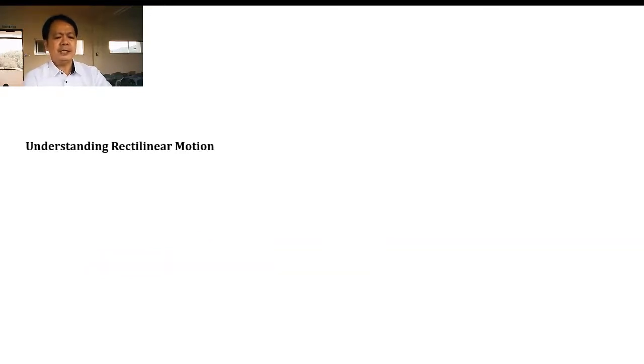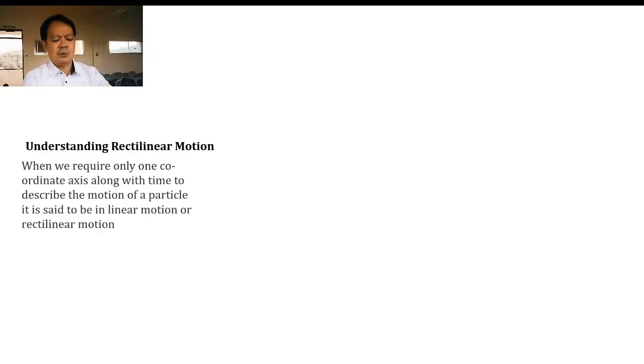Okay? Now let us continue with our discussion, and from this part of the discussion you will understand rectilinear motion, and we will be able to describe the geometry of motion when the motion is along a straight line. Let us try to understand what we call rectilinear motion. When we say rectilinear motion, we are requiring only one coordinate axis along with time to describe the motion of a particle, then it is said to be in linear motion. And when we say linear motion, we call this a rectilinear motion.